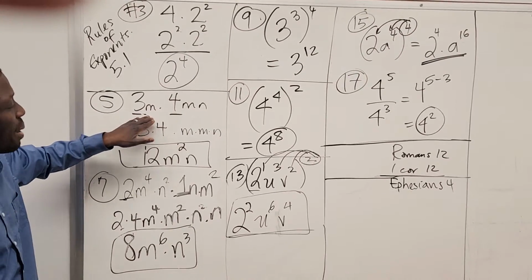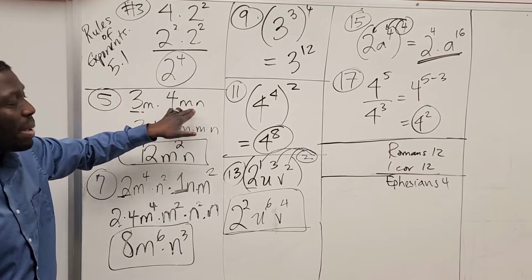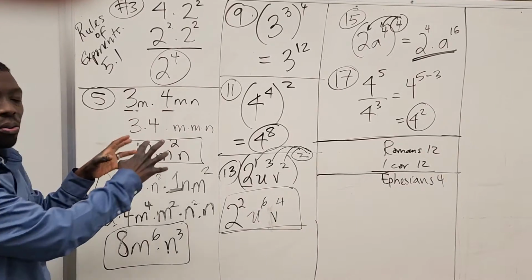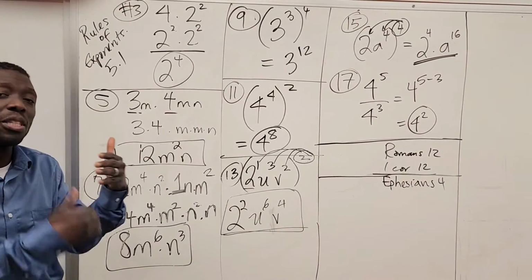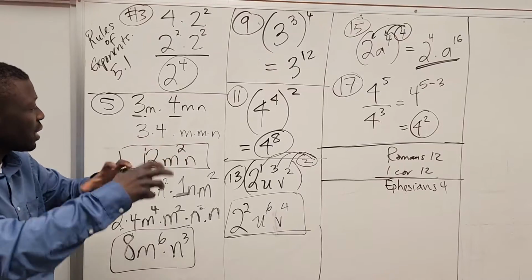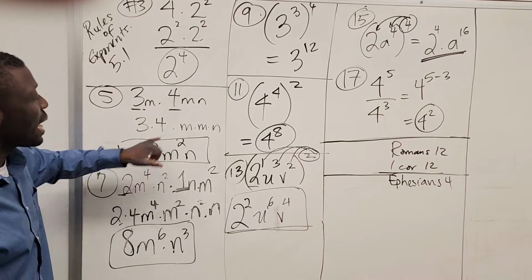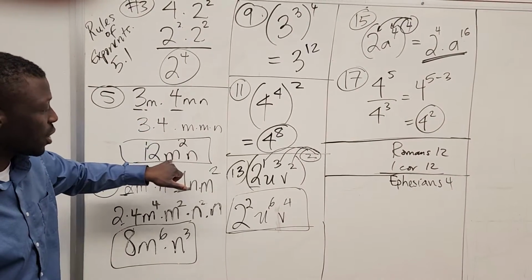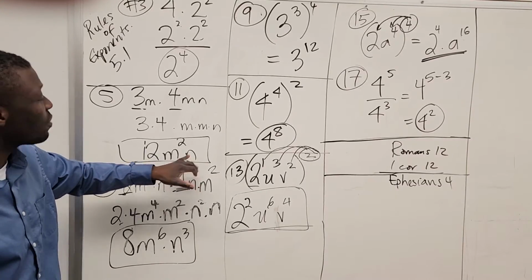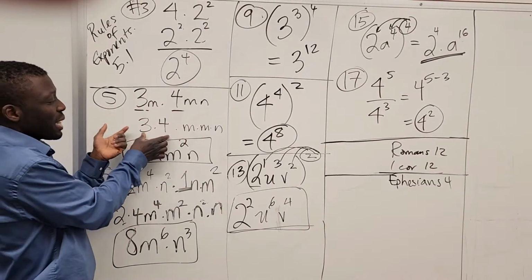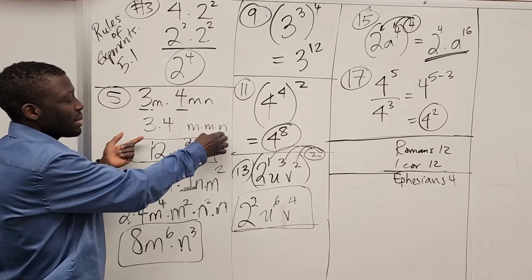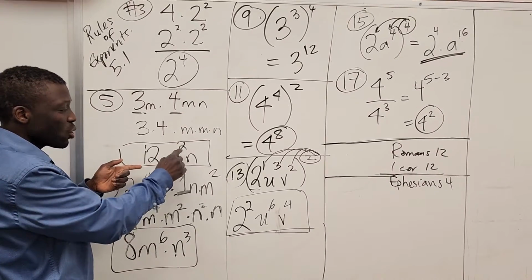Look at this problem, 3m times 4mn. You can move the 4 around, and that's because of the commutative property of multiplication. You're allowed to move things around. So 3 times 4 is 12, and then the m's are next to one another. They become m squared, and then the n is by itself. So basically this problem is 3 times 4 and then m times n, so it becomes 12m squared n.